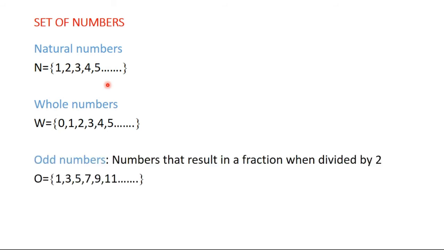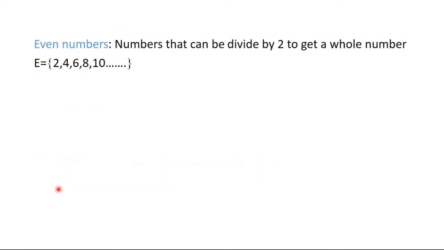We move on to the set of odd numbers. We already know odd numbers: numbers that result in a fraction when you divide them by 2. So examples have been given here: 1, 3, 5, 7, 9, 11, and the list continues on and on. The set of even numbers: numbers that give you whole numbers when you divide them by 2. 2, 4, 6, 8, 10, and the list also continues.